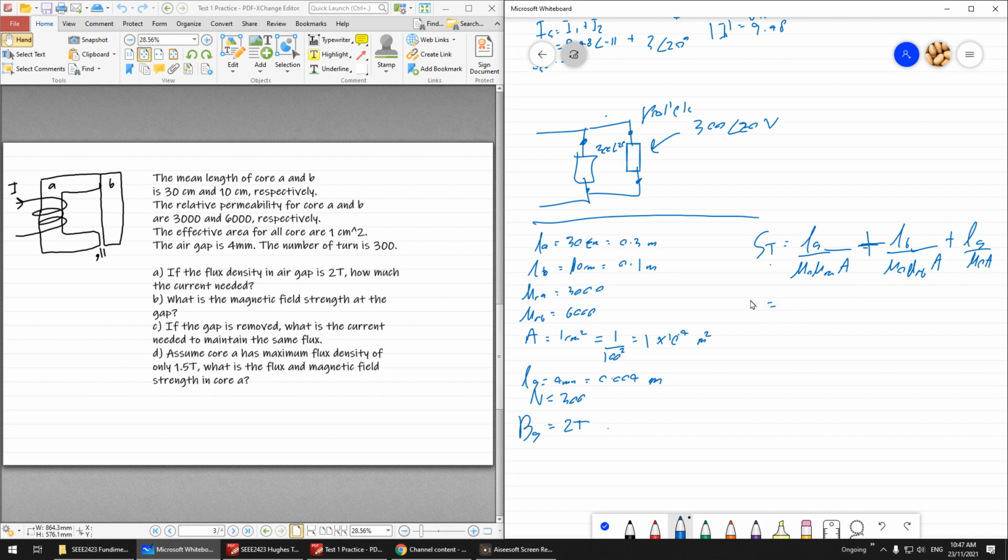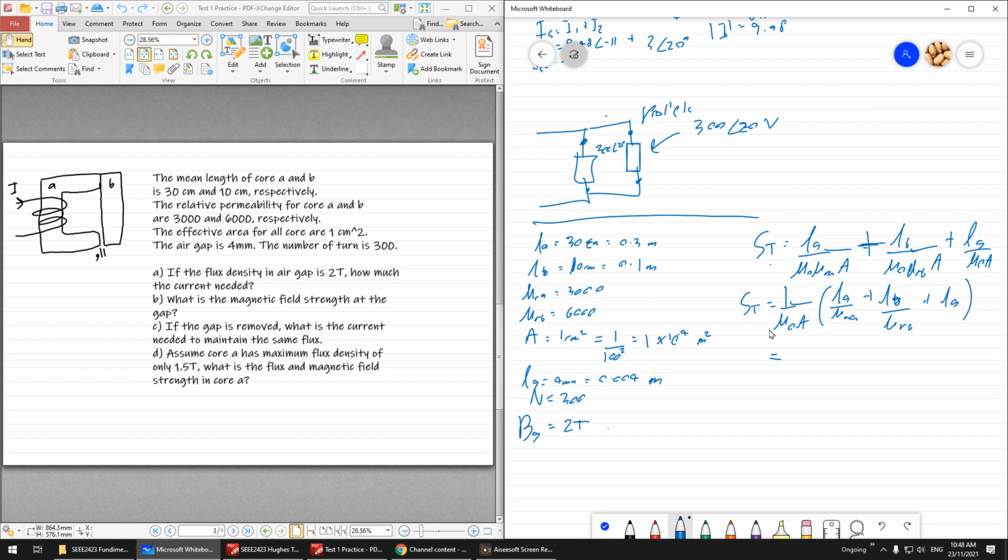So you simplify this, S_T is equal to 1 over mu naught times (l_a divided by mu_r a plus l_g, l_b divided by mu_r b plus l_g). This is my way because it is less, just to avoid error in the calculation. This is simplified, but if you want to calculate one by one, you can also. You get almost the same answer, depending on your decimal point.